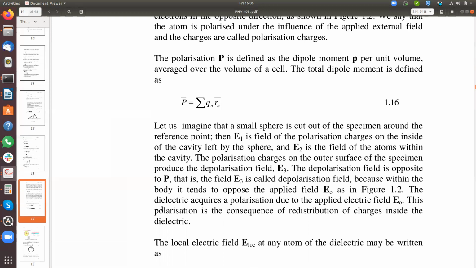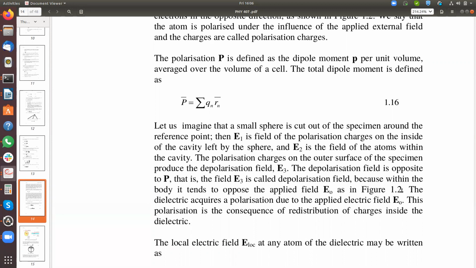Now the polarization charges on the outer surface of the specimen produce the depolarization field, which is the third field. The depolarization field is opposite to P. That is, the field E3 is called the depolarization field because within the body it tends to oppose the applied field E0, as in figure 1.2. If you look at figure 1.2, you will see that we have E0, EDP and P.